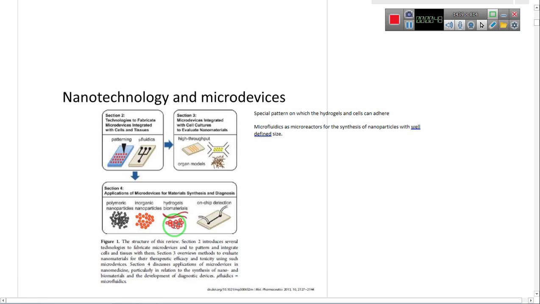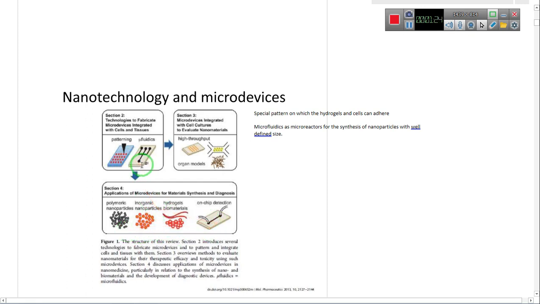For example, in the previous methods we used the conventional chemistry methods. We had some reagents, we mixed them with each other, and the nanoparticles were formed, and we didn't have a precise control over their size, and the mixing was not happening well. But by using these nano devices, these microfluidics, we can synthesize nanoparticles with a very well defined size.